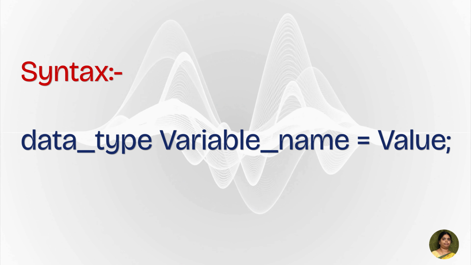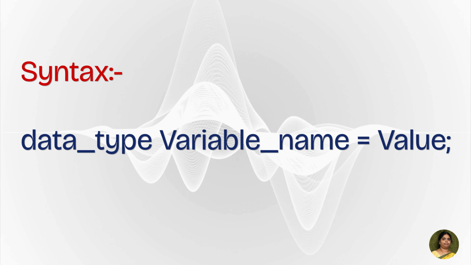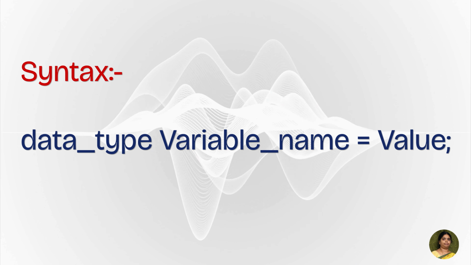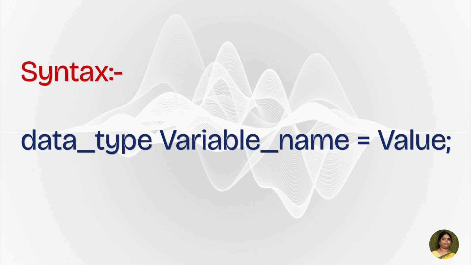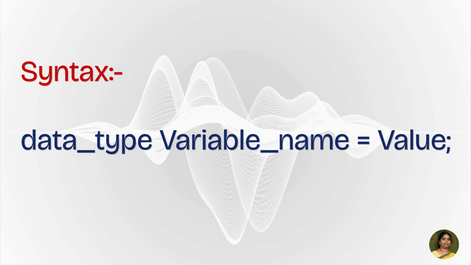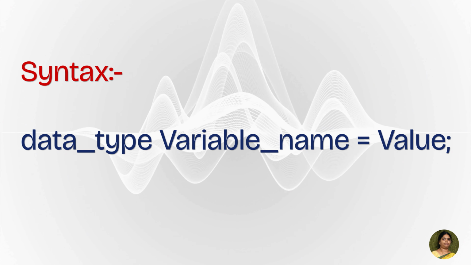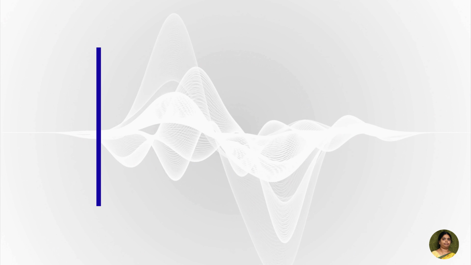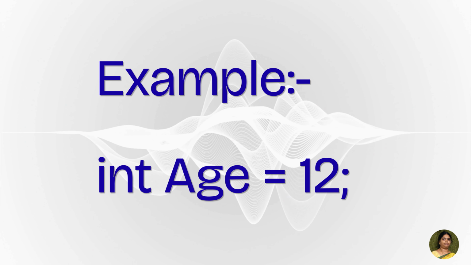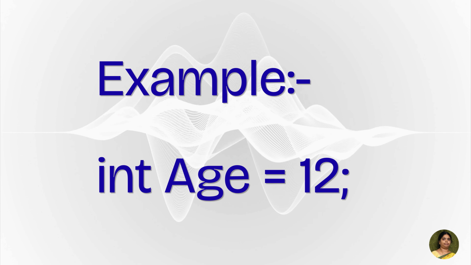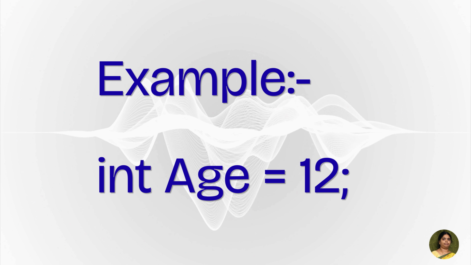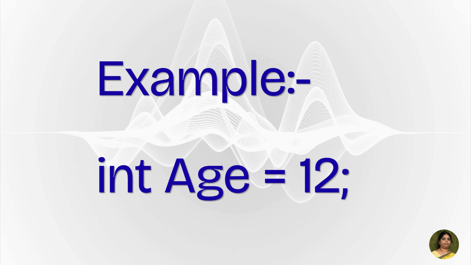Syntax is the data type, like the type of data: int, float, character, etc. Then we write the name of the variable, then the value, the data stored in the variable, and then it will end with a semicolon. Example, int age = 12. Here int is the data type, age is the variable name, and 12 is the value given.